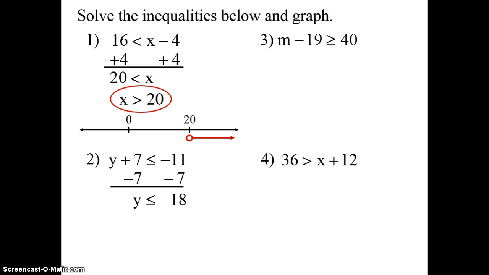My y still stays on the left side. My symbol is still the same. This is the proper way of writing my inequality, and so I'm going to leave it just as it is with the y on the left side because I'm going to read it. Y is less than or equal to negative 18. There's my number line. I'm going to do a solid dot, and then y is less than negative 18, so I'm going to shade to the left.